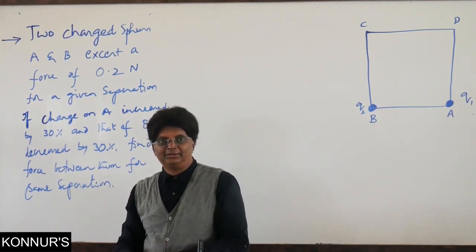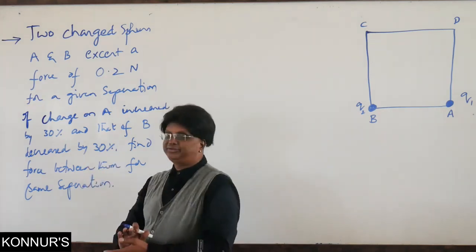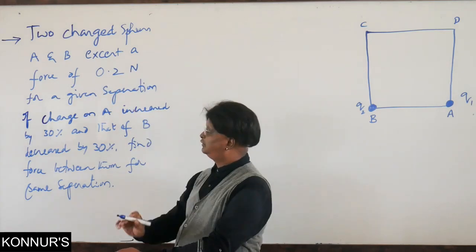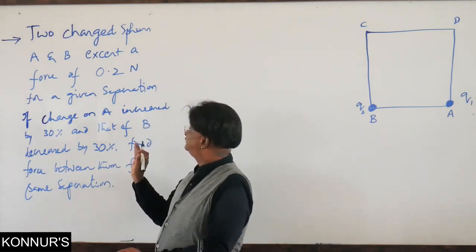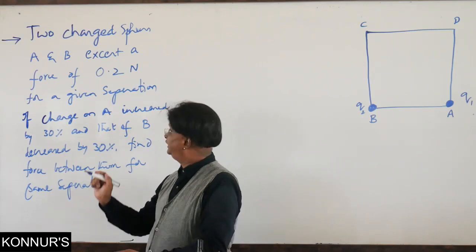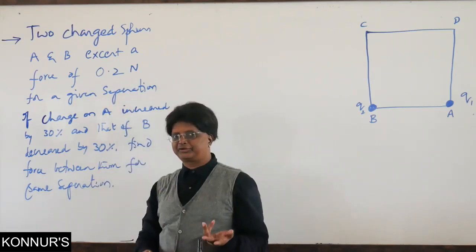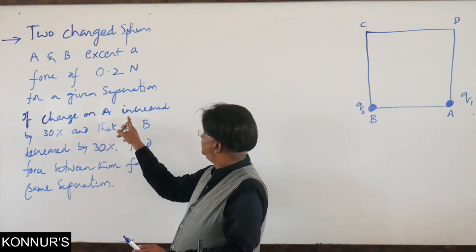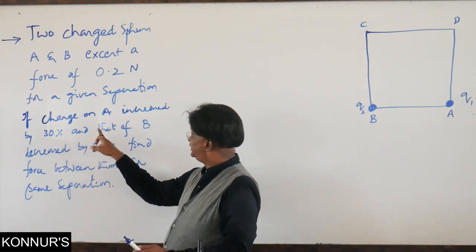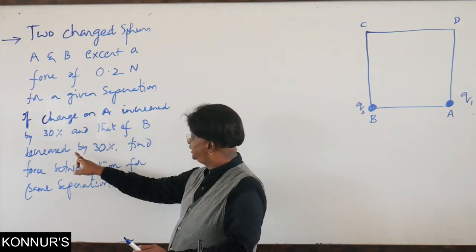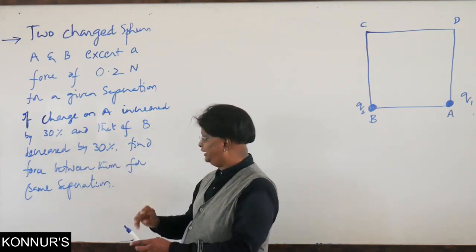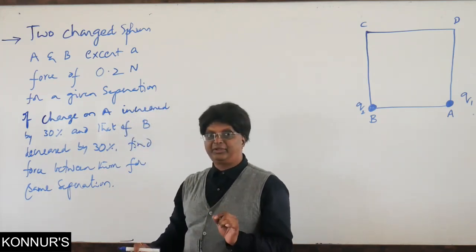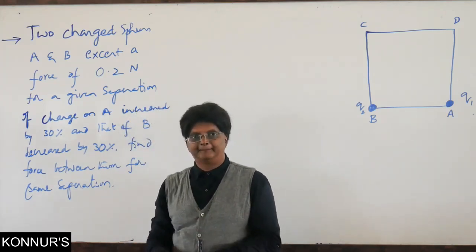Next example: two charged spheres A and B exert a force of 0.2 Newton for a given separation between them. It is 0.2 Newton, either attractive or repulsive depending upon the nature. Now the question is, the charge on A is increased by 30% and the charge on B is decreased by 30%. Find the new force between them for the same separation.